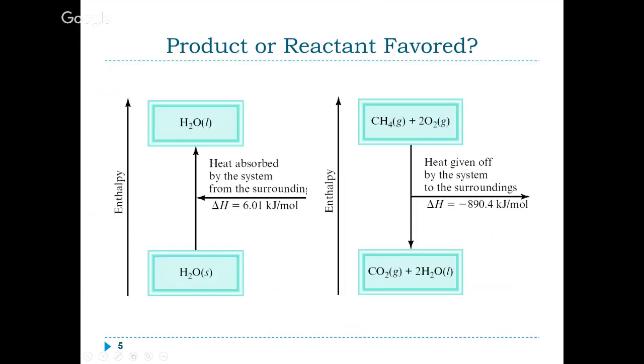Over here we have a combustion reaction of methane gas. So this gives off negative 890.4 kilojoules per mole. We would say that this is highly favorable for the products, keeping in mind that, of course, we need an initial spark to start the combustion reaction going. But as long as there is fuel and oxygen, we know that this is going to give off heat.